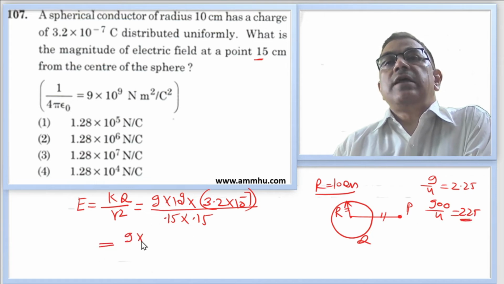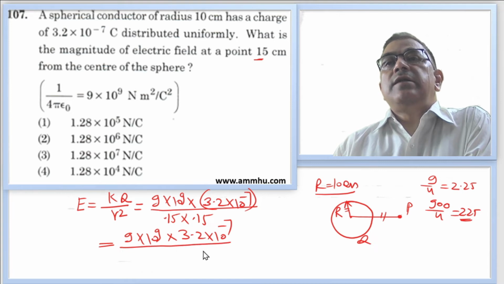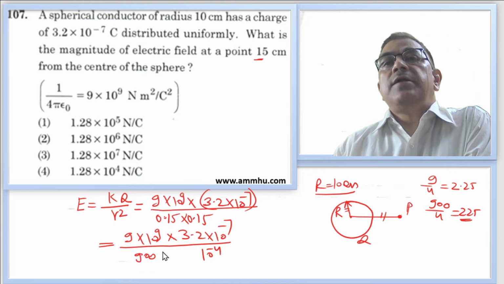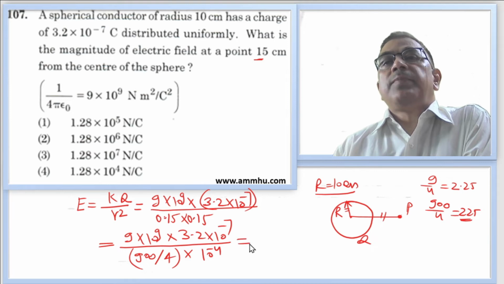So this is 9 into 10 to the power 9 multiplied by 3.2 into 10 to the power minus 7. Let's write 10 to the power minus 4 so that we are free from these decimals. Is that right? Now this is 225. 225 can always be written as 900 divided by 4. Is that okay? So that will make the calculation a little simpler.